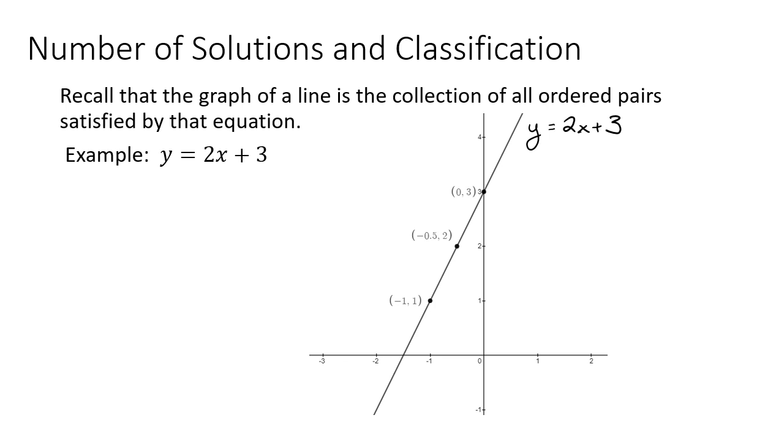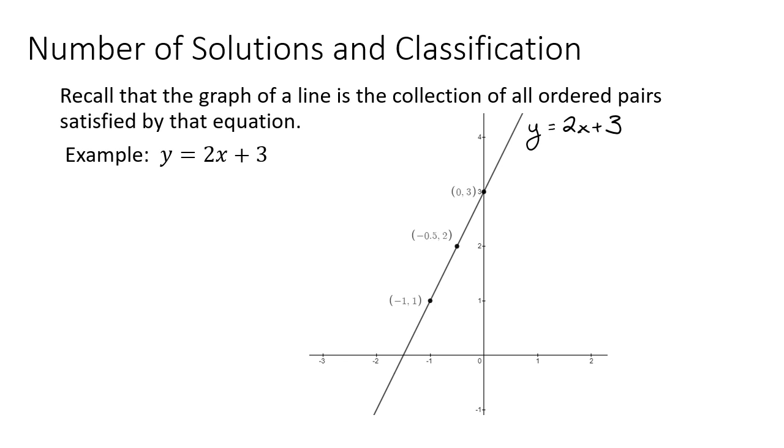So let's start by looking at the graph of just a single linear equation as opposed to a system to remind us what the graph actually is. The graph of a line is essentially the collection of all ordered pairs that satisfies the equation. Any ordered pair on a line would make the equation true.